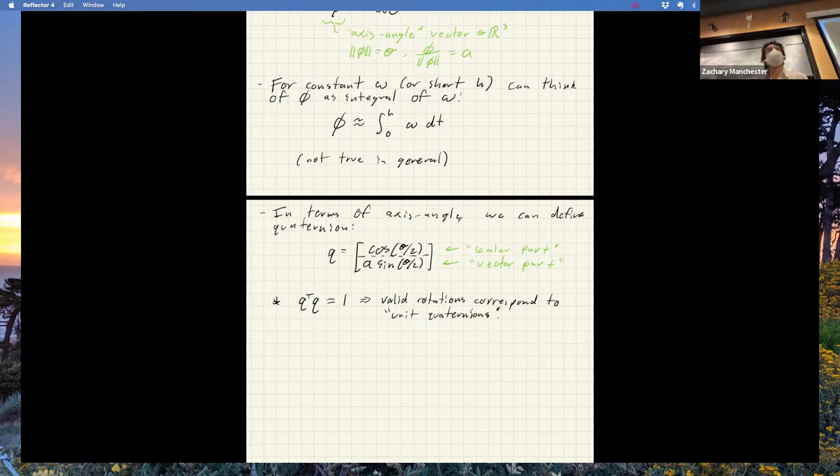And this is really easy to normalize numerically. So this is one of the pros of this. Doing the same kind of normalization thing for a rotation matrix is way, way harder and more expensive.